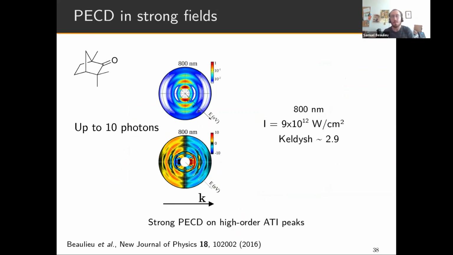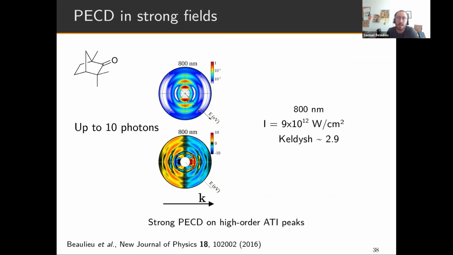And so this is why we decided to investigate the evolution of PECD when moving towards the strong field ionization regime. To do that, we have looked at the ionization again of fenchone using a relatively strong circularly polarized 800 nanometer pulse, a Ti:sapphire laser, in a regime where the Keldysh parameter is roughly 3. So still in the multiphoton regime. In this case, we can see very high order ATI peaks, extending up to the absorption of more than 10 photons. This is what you can see in the photoelectron angular distribution on the top.